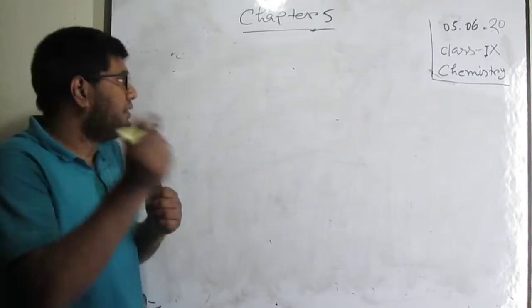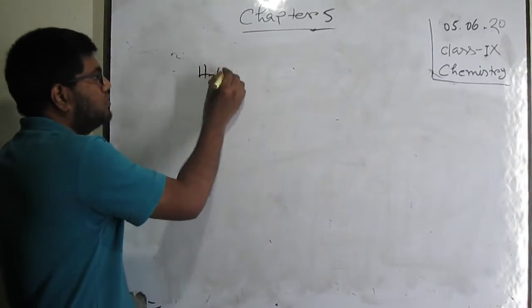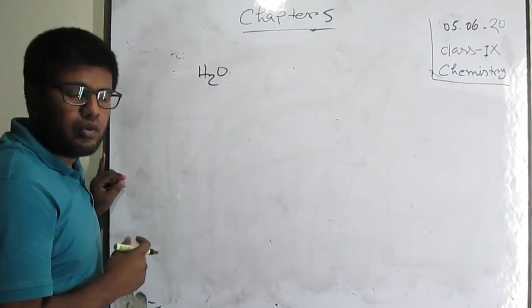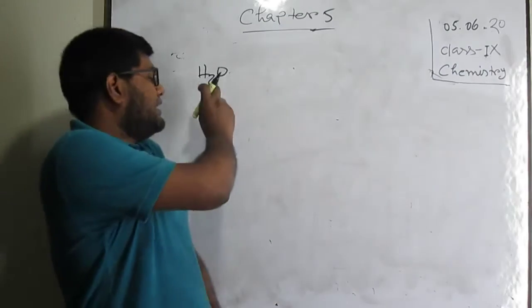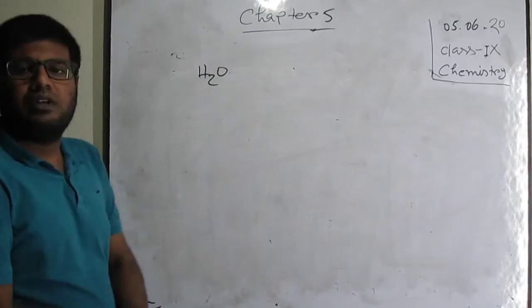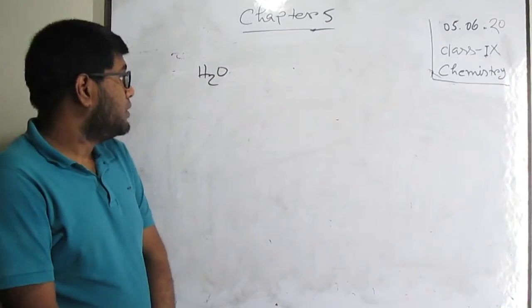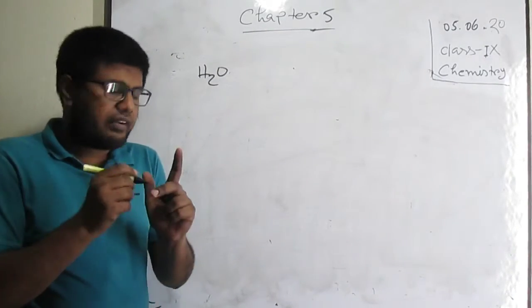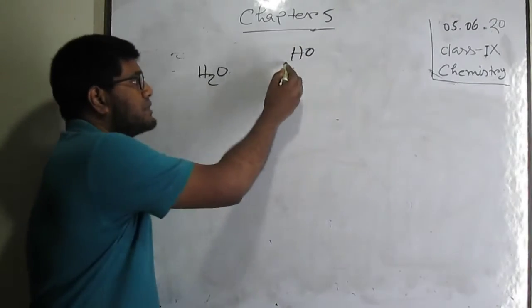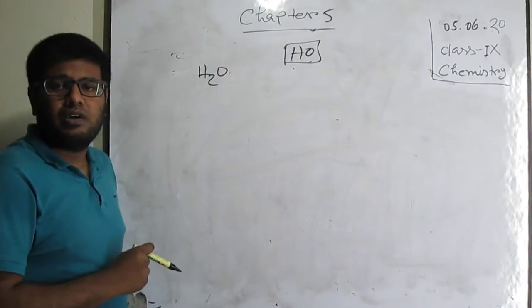Suppose I write H2O. What is this? It's the formula of water. In water there are two atoms of hydrogen and one atom of oxygen. So if I write only hydrogen oxygen, it doesn't express the formula of water.